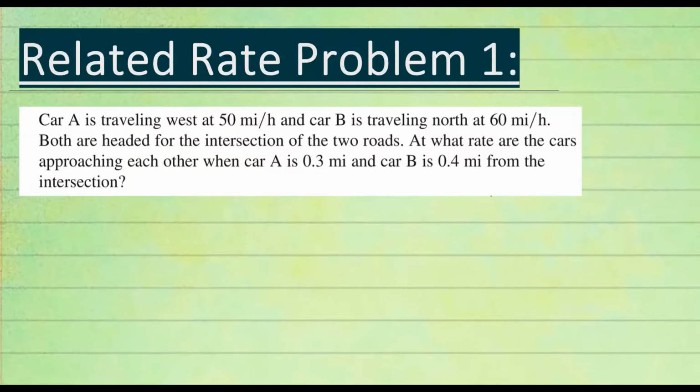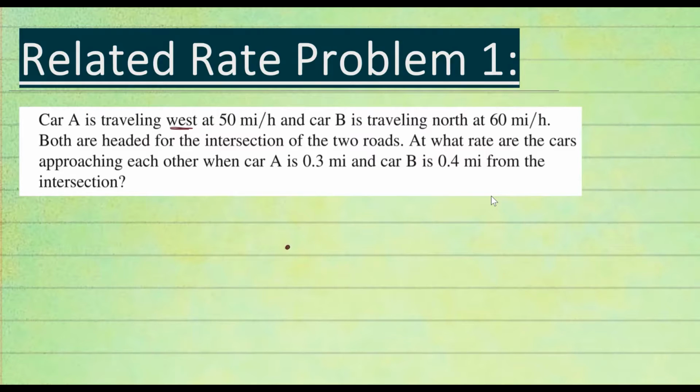Let's go ahead and work out this related rate problem. For a related rate, you always want to draw a picture so that you know which formula to use to relate the two variables, or three. So let's see. Car A is traveling west at 50 miles per hour.